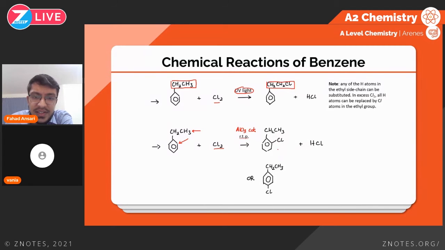And so as a result, there are a couple of positions that this chlorine atom can take up on this benzene ring, other than the one that contains the alkyl side chain. So that's a difference in conditions resulting in a difference in the reaction that takes place, right? The reaction with the benzene ring takes place with AlCl3 catalyst, that's electrophilic substitution. And the reaction with ultraviolet light, where the alkyl side chain is targeted, is free radical substitution that you have already covered in AS level. All right.